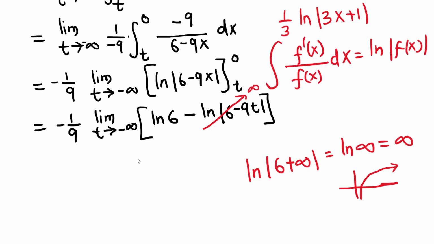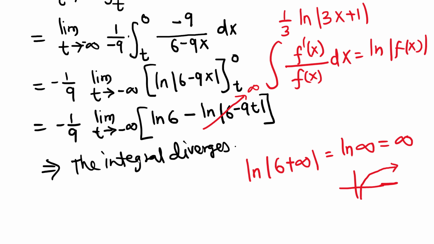Whenever we have negative infinity or positive infinity, that means we don't have a finite number. That means the integral diverges. Because of this infinity, the integral diverges. Diverges means the value is infinite; we don't have an exact value. Diverges.